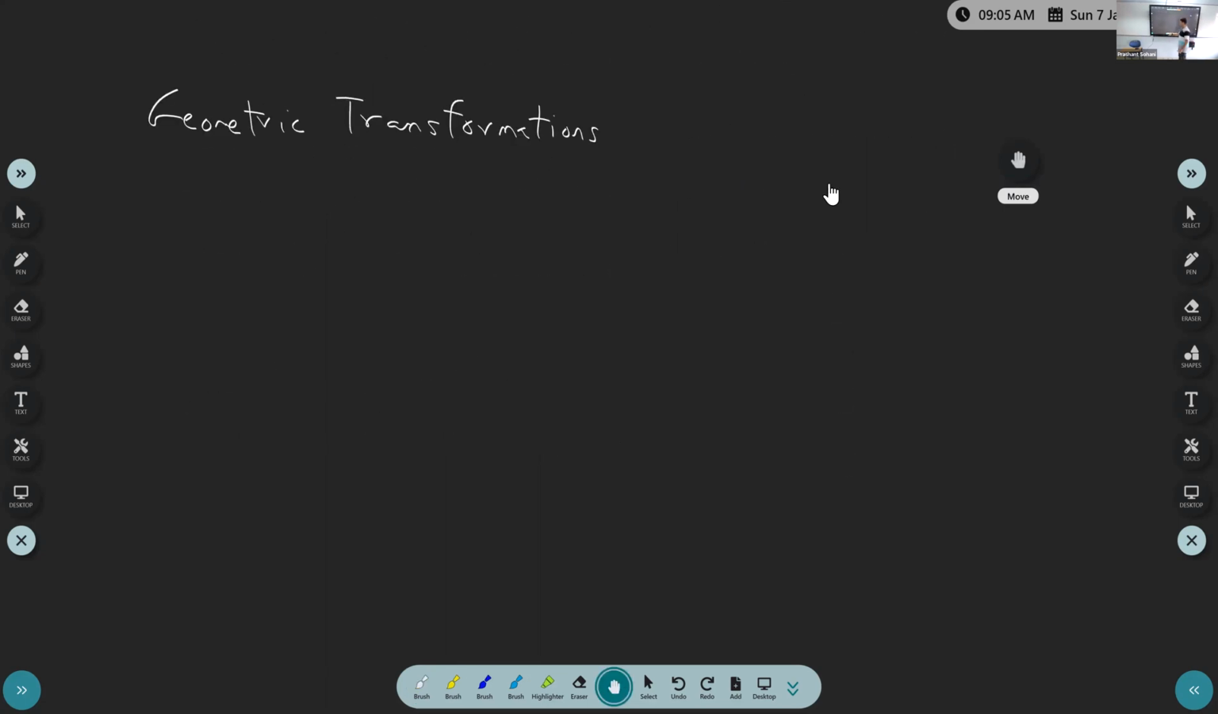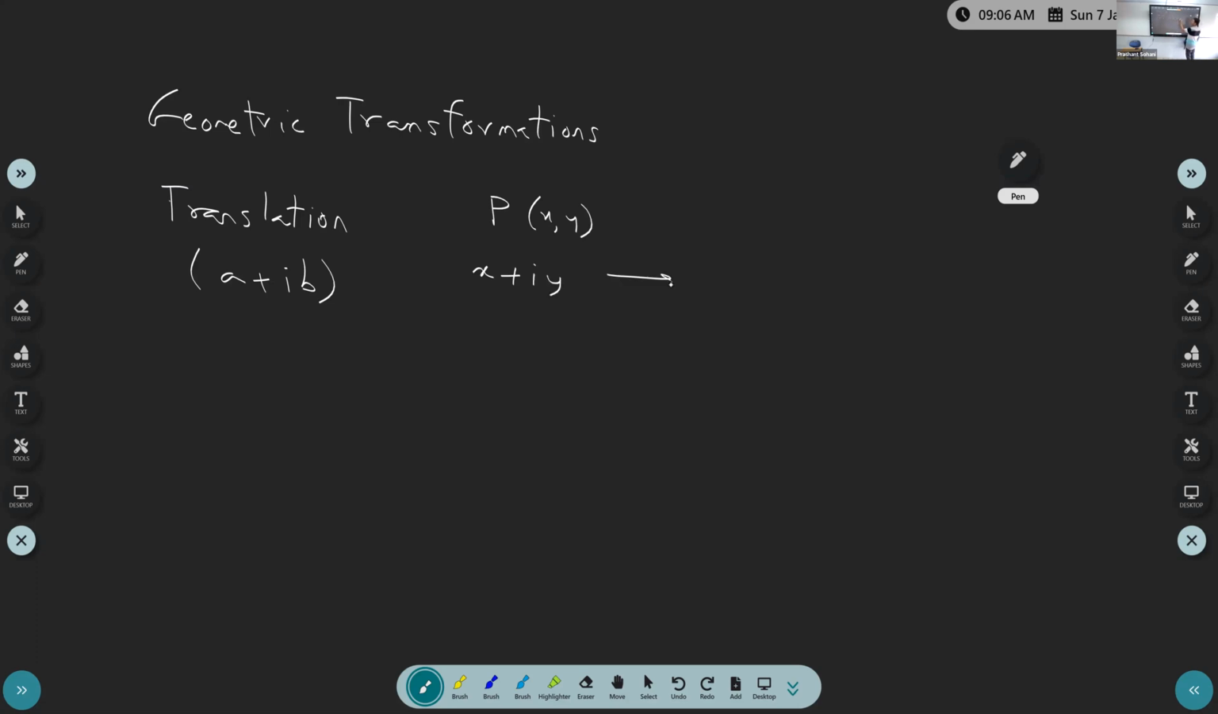So what are the transformations that we have seen so far? The first is, of course, translation. Translation requires us to denote the vector that we are applying. If I say translation by vector a plus ib, this is the x and y offset that you want to apply. Then any starting point p with coordinate x, y, or in complex numbers x plus iy, under this operation will have the new position x plus a plus i times y plus b. It is just going to add the x and y components.